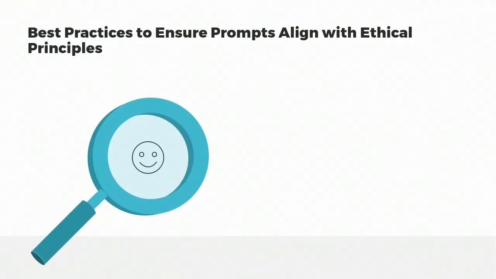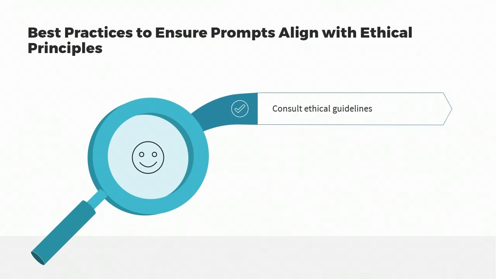Several measures can and should be taken to prevent ethical infringements. First, consult ethical guidelines for a prompt development framework that aligns with ethical principles. For instance, the IEEE Global Initiative on Ethics of Autonomous and Intelligent Systems provides a set of principles for designing AI systems that are transparent, accountable, and unbiased.